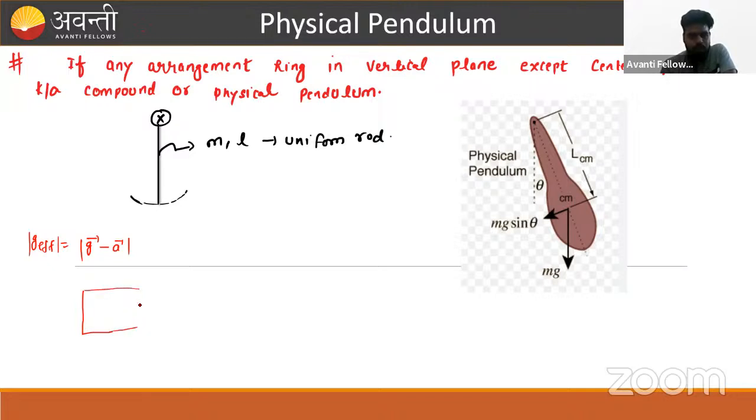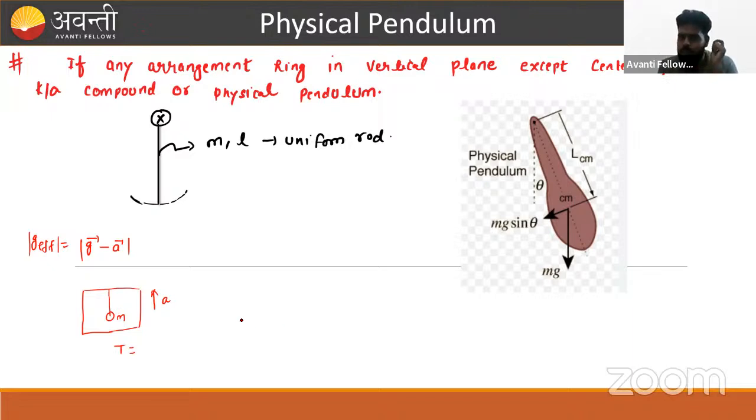Suppose our pendulum is placed in an accelerating frame, and say this is our simple pendulum having mass m. Suppose this frame is moving upward with acceleration a. In this case, if we give a small oscillation, a small disturbing force, to our pendulum, then it will perform simple harmonic motion, as we already know. So if we want to write down the time period of the simple pendulum when the frame is accelerating in the upward direction.